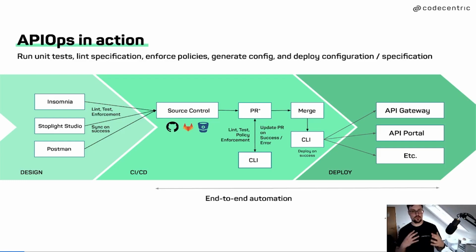So this is what we see in the scope of API ops, the operational thing, which only consists of the last 2 phases. We have a deep look into CI/CD pipelining and the deployment phase. We drop the design phase. So all the tools we see here, like Insomnia, Stoplight Studio or Postman, are not our real focus.